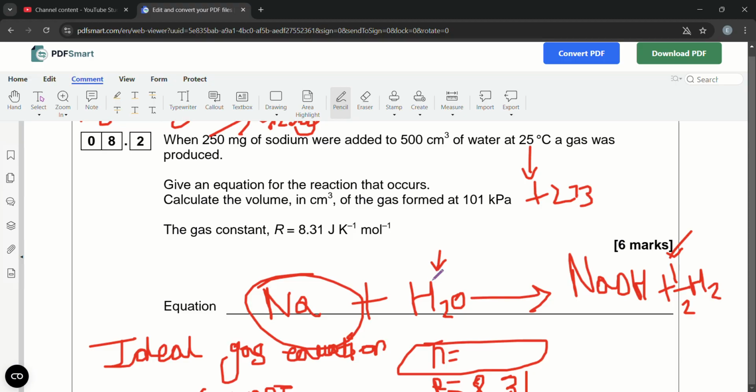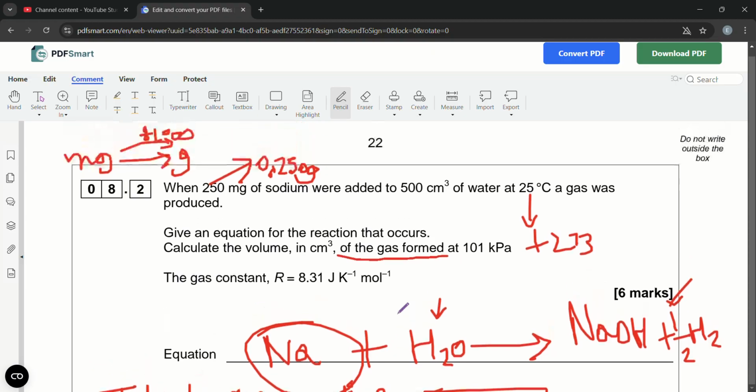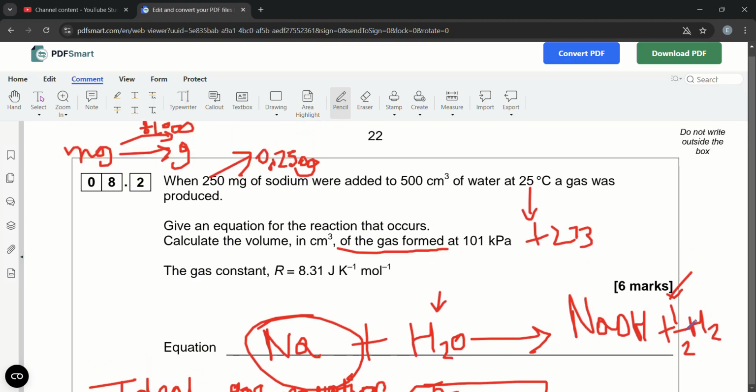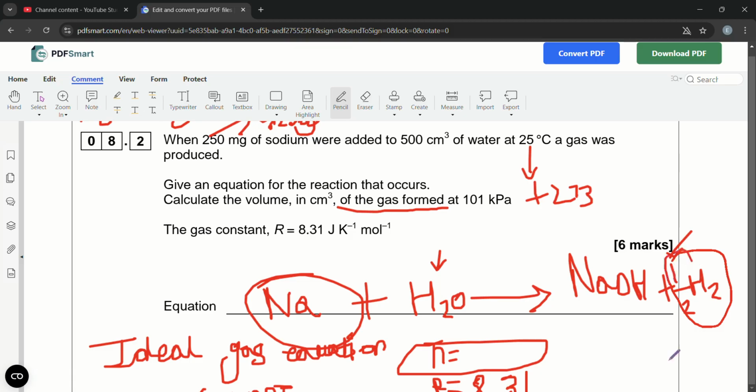No, because now we want to find out the moles of hydrogen. Because it says in the question, calculate the volume of the gas formed. Which gas is formed? Hydrogen. This is sodium hydroxide. We don't want the moles of NaOH. We want the moles of H2. That's exactly what we want.